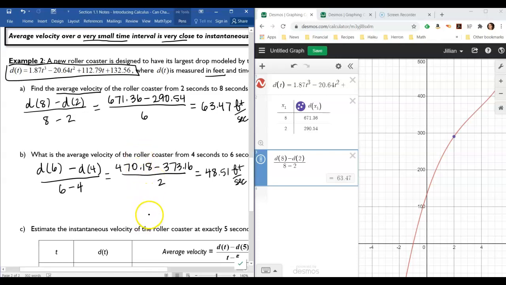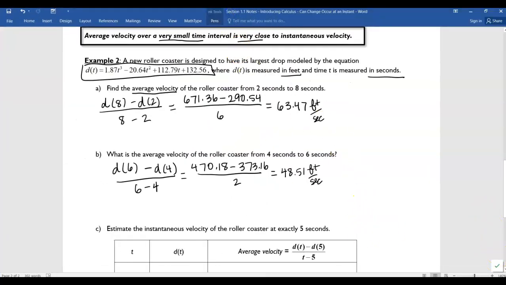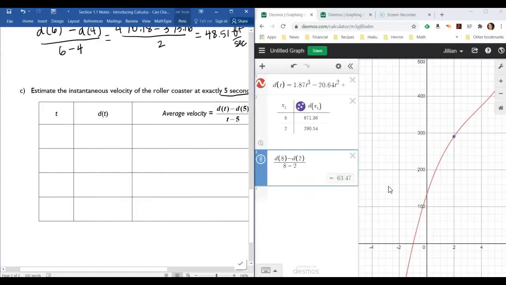Part C, though, asks for instantaneous velocity. So instantaneous velocity at exactly 5 seconds. Make sure you underline that, exactly 5 seconds. Let's use this table of values to figure that out. So we want to think about points close to 5, but not exactly 5. So let's do 5.1, 5.01, 5.001, and 5.0001.